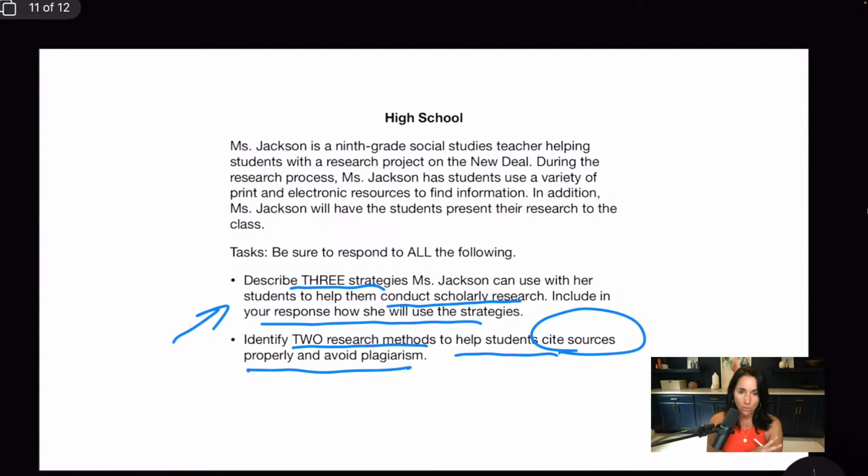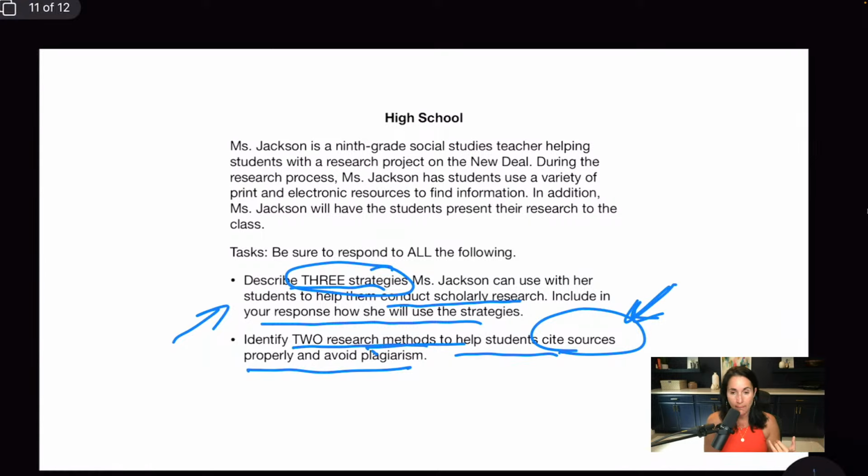Okay, so there are 2 things going on here. We need 3 strategies to help students conduct scholarly research, and then we need 2 research methods specifically for citing sources. All right, so this one's going to be 2 paragraphs. So the 3 strategies I'm probably going to use are how to search information on academic journals. I'm probably going to show them how to synthesize information. I might even model the research process. The 2 research methods to avoid plagiarism is going to be how to summarize and cite properly.